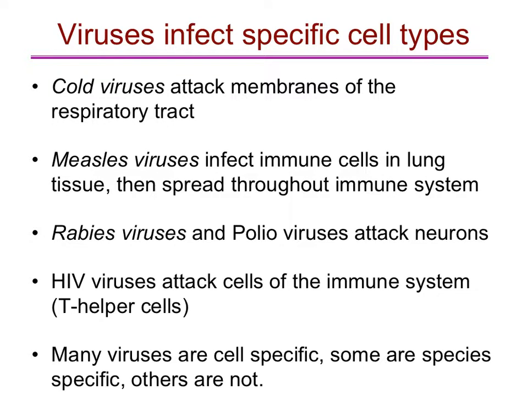So cold viruses, of course, attack membranes of the respiratory tract. They infect those. Measles viruses infect immune cells in the lung. And then those immune cells spread throughout the body through the lymphatic system. That's basically what they're attacking, these immune cells. In fact, that's the reason that people who get measles have a depressed immune system. Now, they used to think that it only lasted for, let's say, a couple of weeks, but that's not the case. So we'll see that in a little bit.